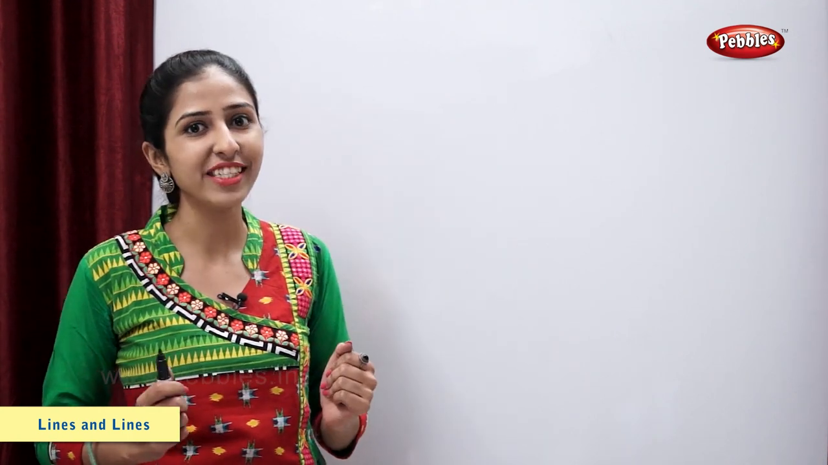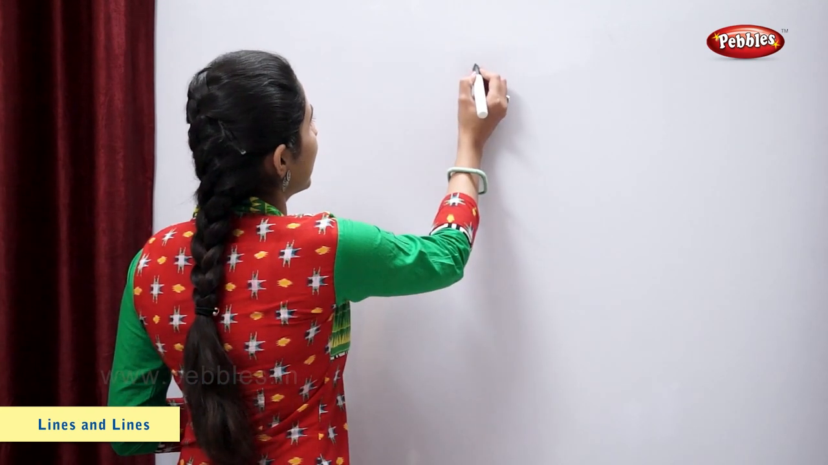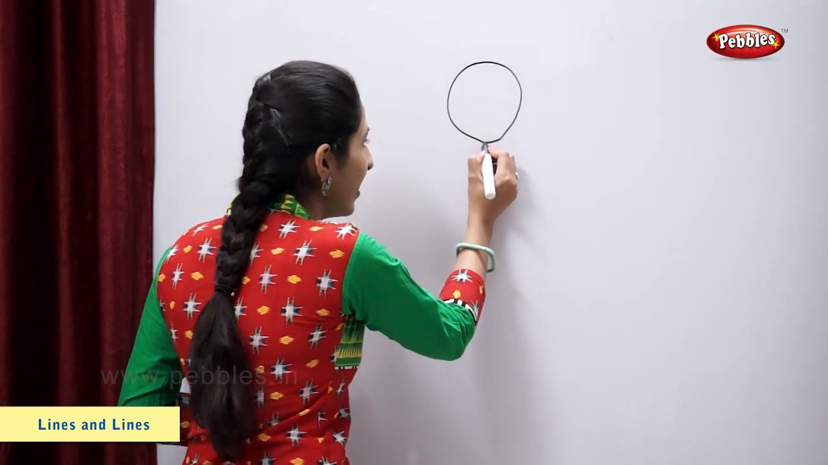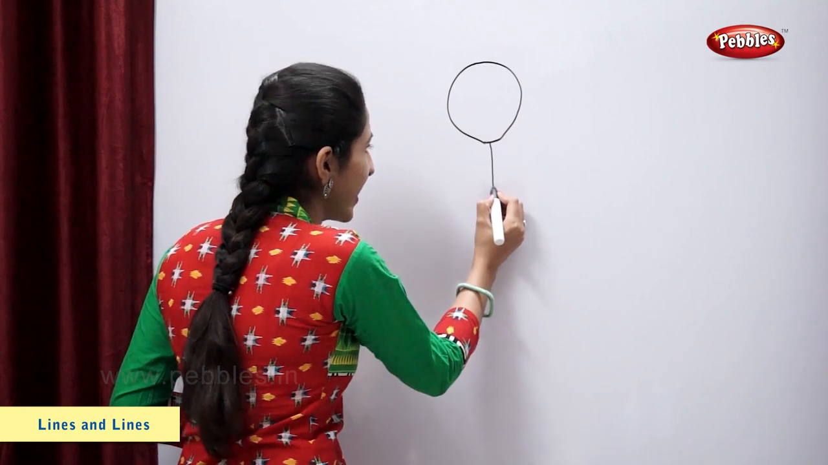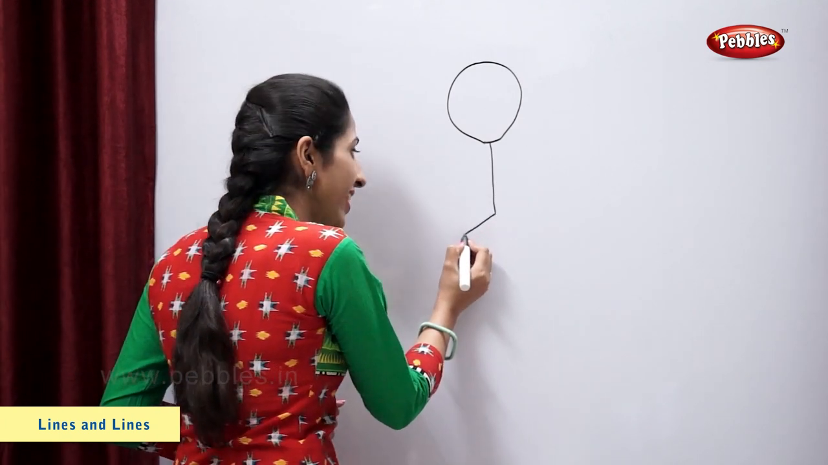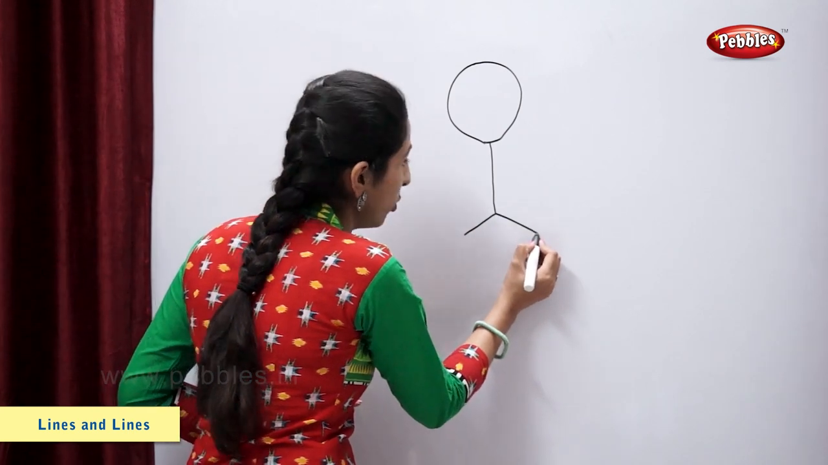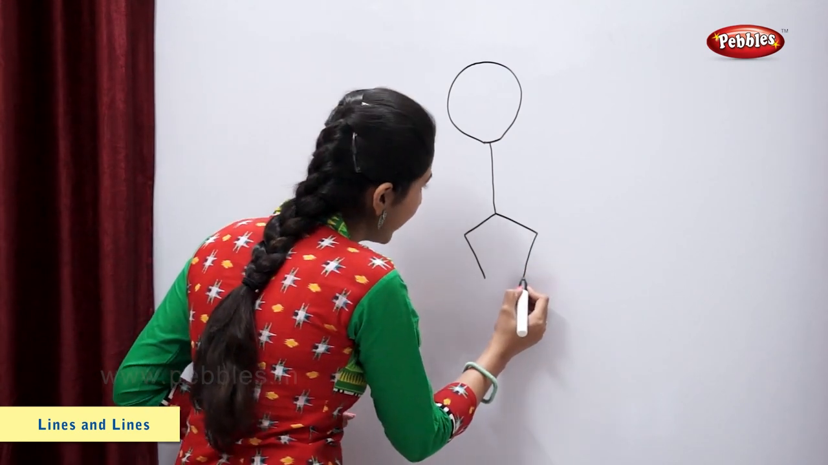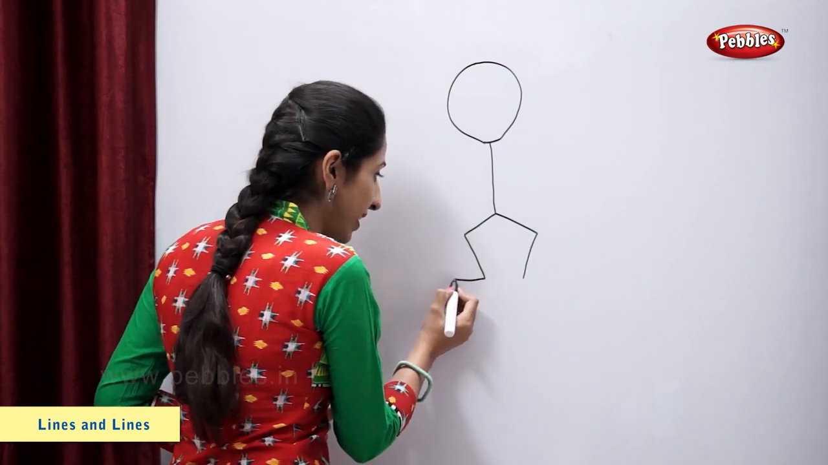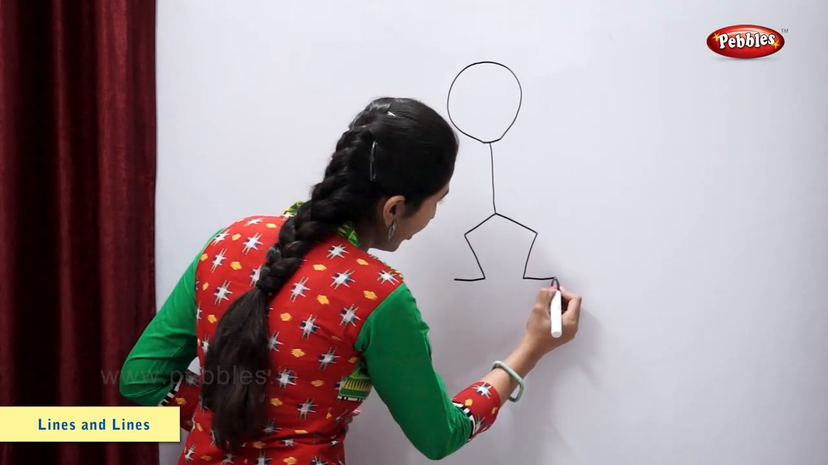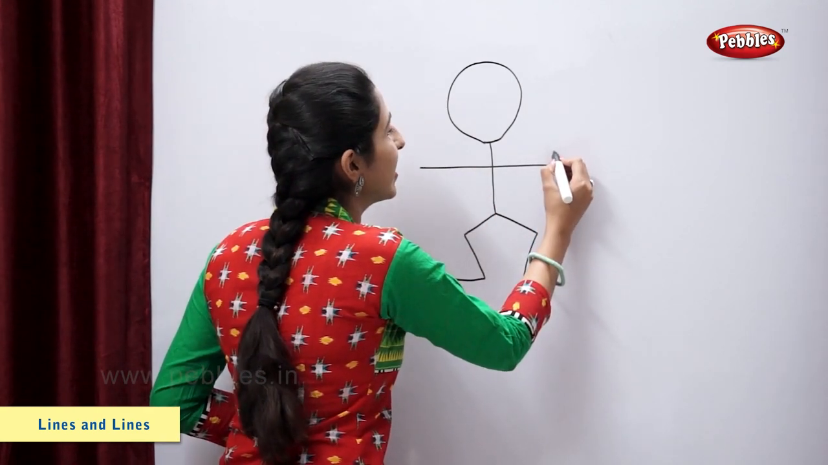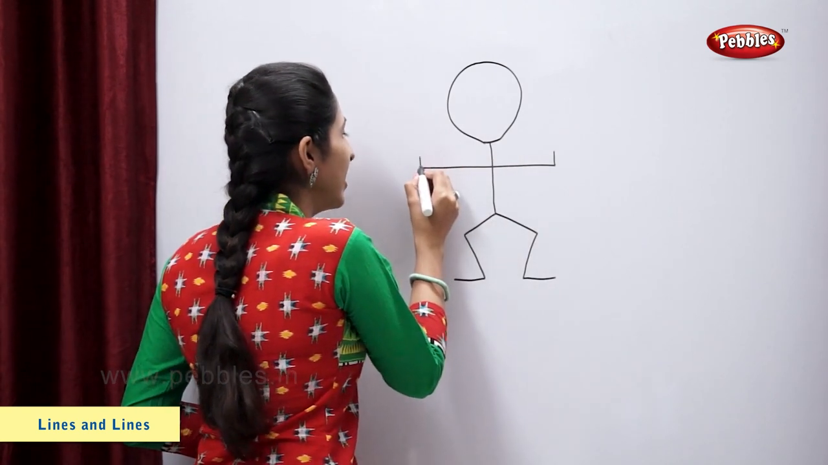Dancing figures using lines. Now let us draw some dancing figures using lines and curves. A curve, another curve. Standing line, a slanting line. One more slanting line, slanting line, another slanting line, sleeping line, one more sleeping line, sleeping line, standing line, a standing line.